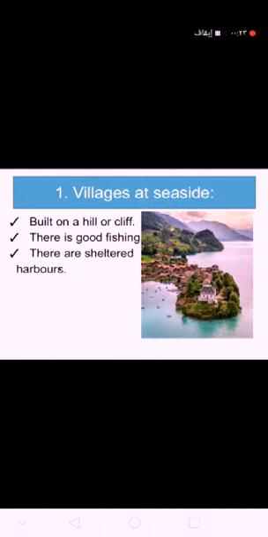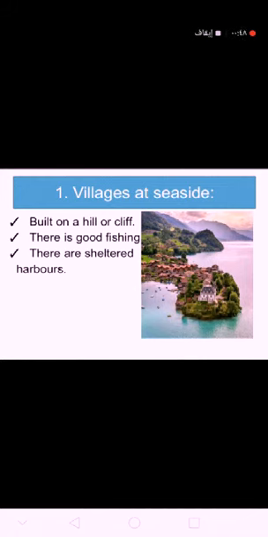The first type, which is villages at seasides. This type of villages are built on hill or cliff. What's a hill? A hill is a mountain, but it's not as high as a mountain. It's smaller than the mountain. And cliff is steep rocks that go from up to down like slides.